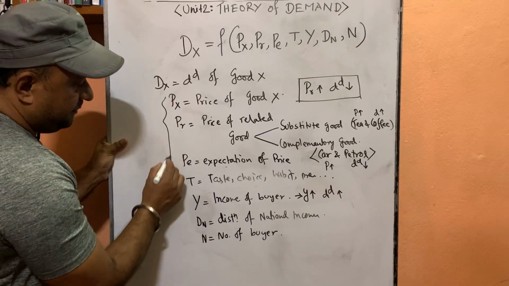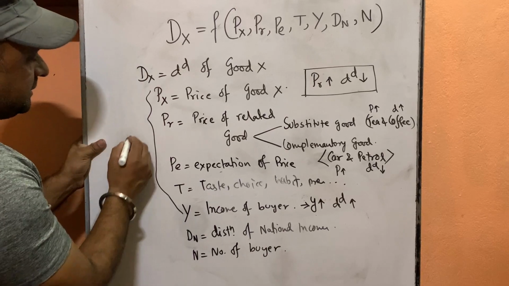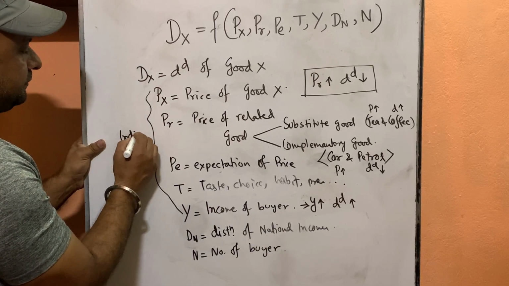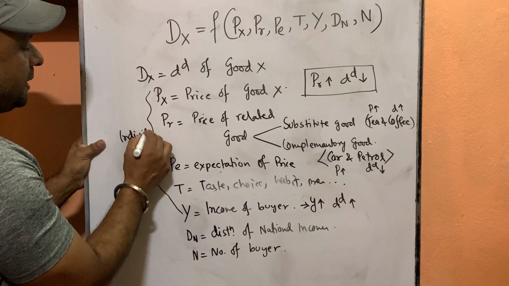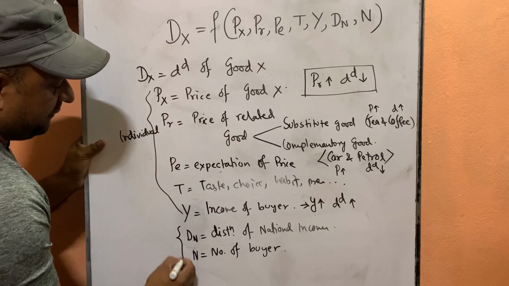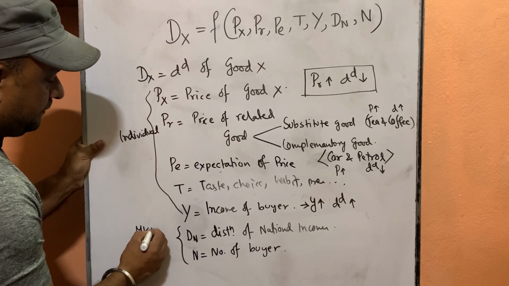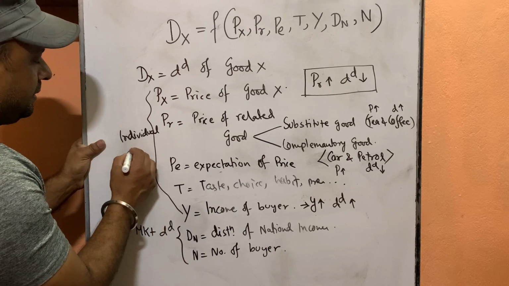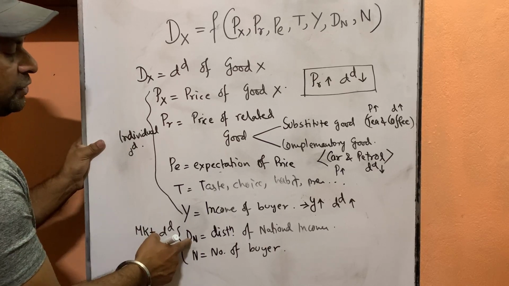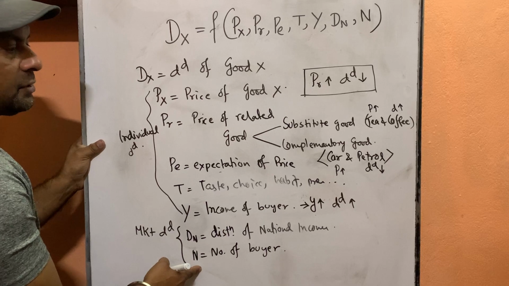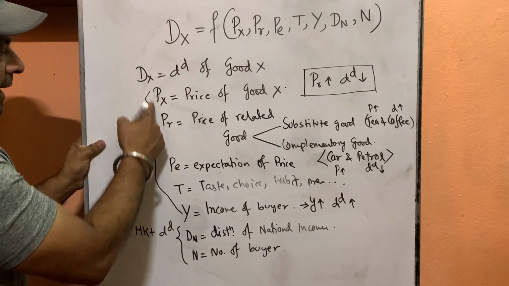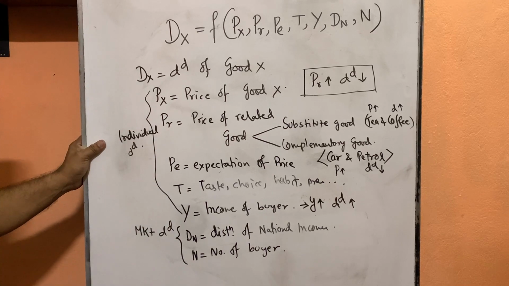The first five affect the individual demand, and the last two affect the market demand. Distribution of national income and number of consumers affect the market demand of a good, and the rest five affect the individual demand of a good.